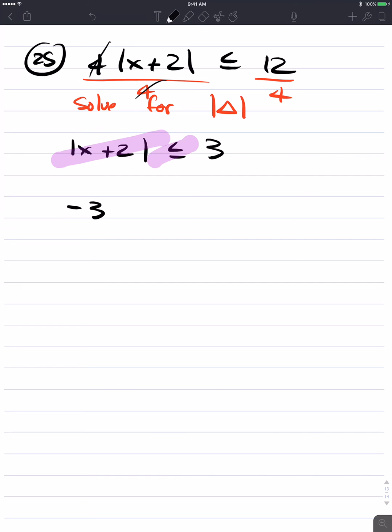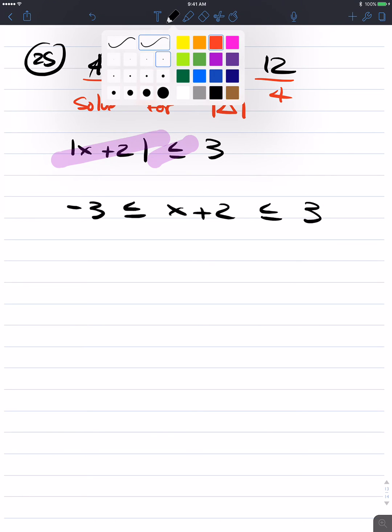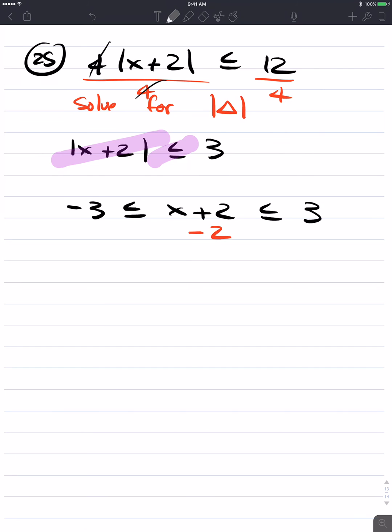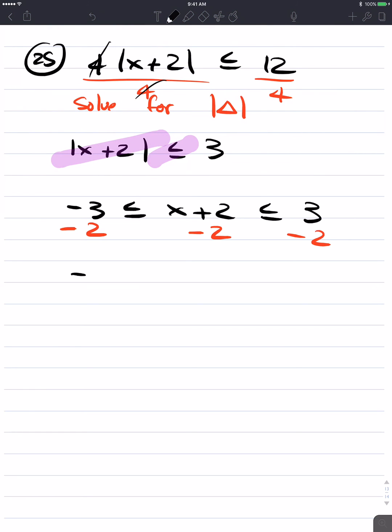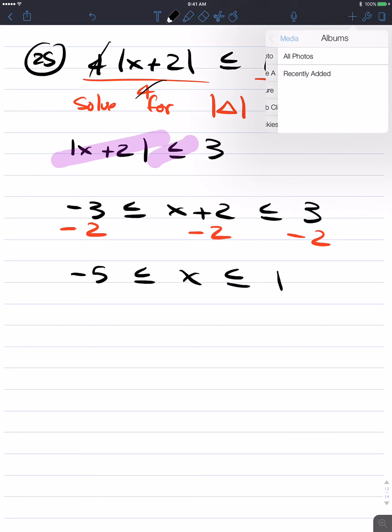Negative 3 is less than or equal to x plus 2 which is less than or equal to positive 3. We can solve for x. We subtract 2 from the left, from the right, and from the middle. Negative 5 less than or equal to x, less than or equal to positive 1. Let's graph.